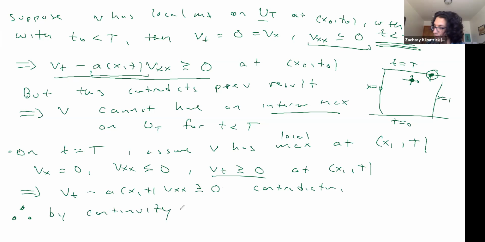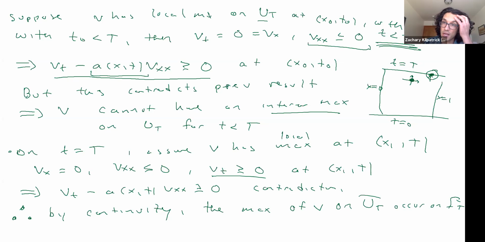By continuity, the max of v on our boundary, or sorry, our closure of our domain, occurs on gamma_t, right? Because it can't occur anywhere on the interior, so it must occur on the parabolic boundary, okay?